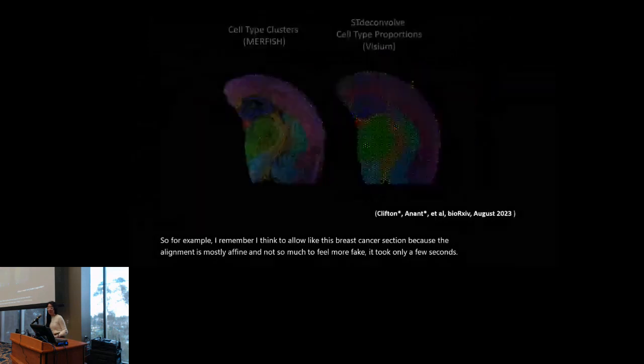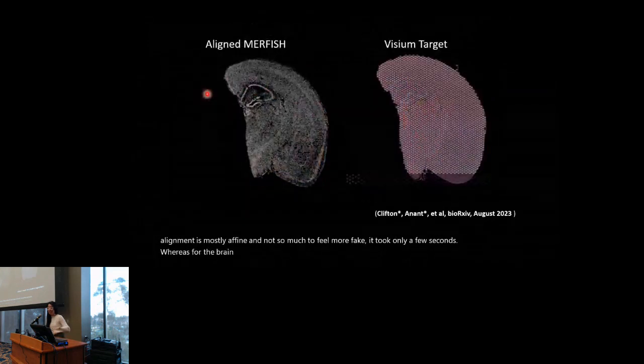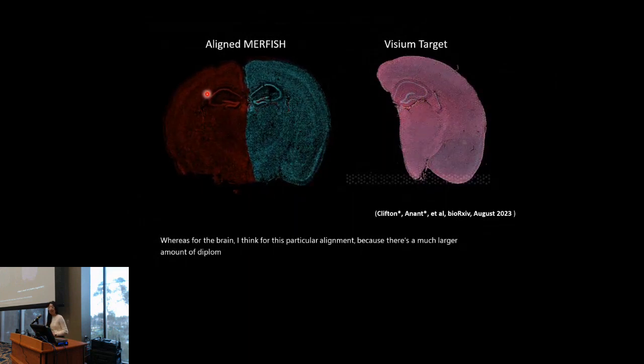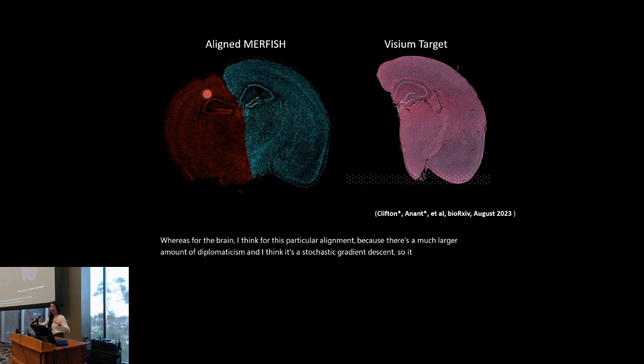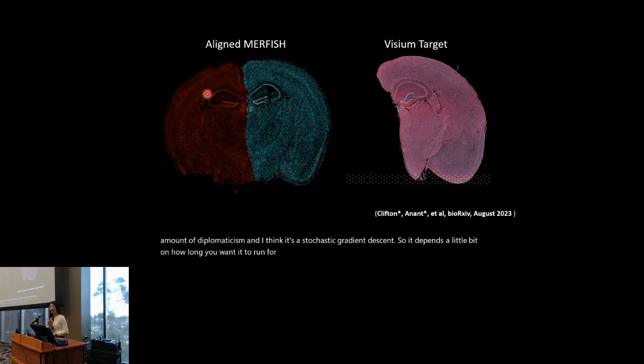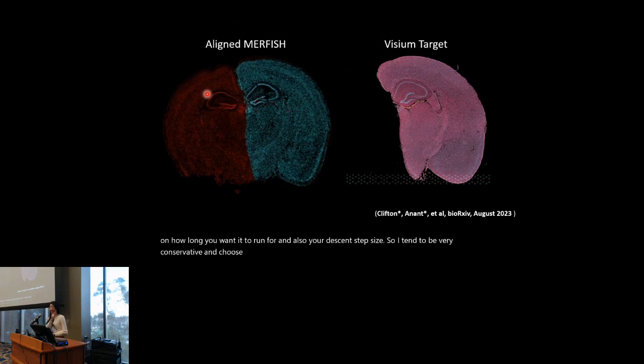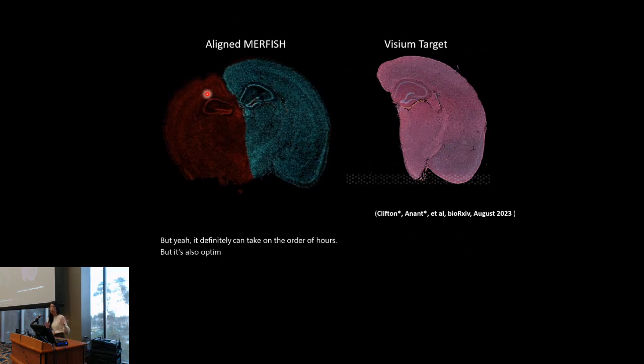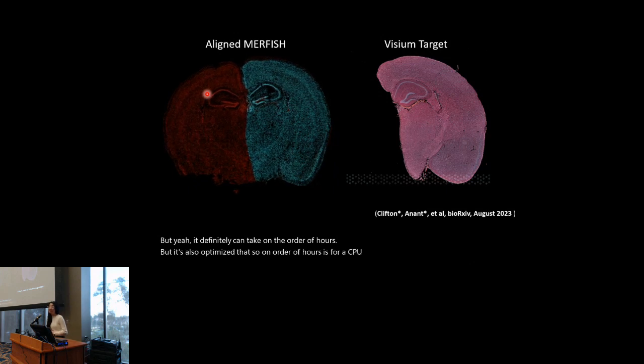Whereas for the brain, I think for this particular alignment, there's a much larger amount of diffeomorphism. It's a stochastic gradient descent, so it depends a little bit on how long you want it to run for, and also your descent step size. I tend to be very conservative and choose very small step sizes, which probably makes things run a bit longer. But it definitely can take on the order of hours. It's also optimized, so on the order of hours is for a CPU. If you do have access to a GPU, that will make things a lot faster. I see. Thank you.